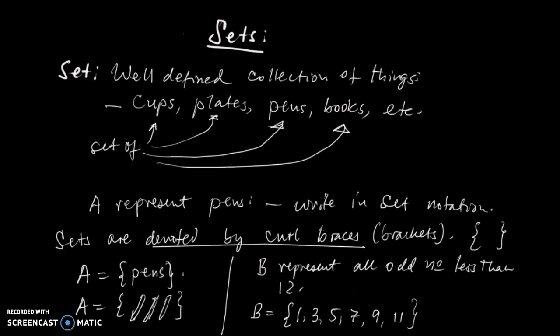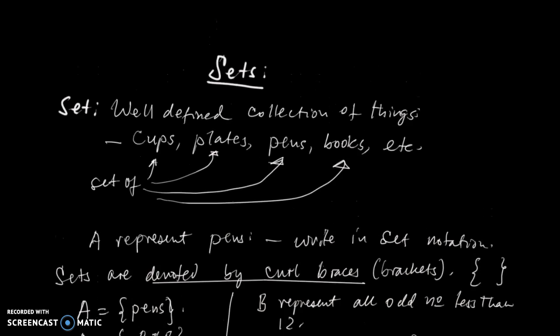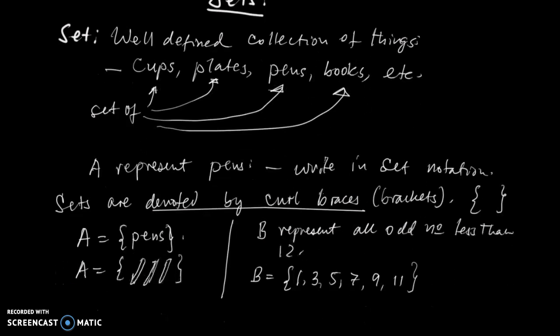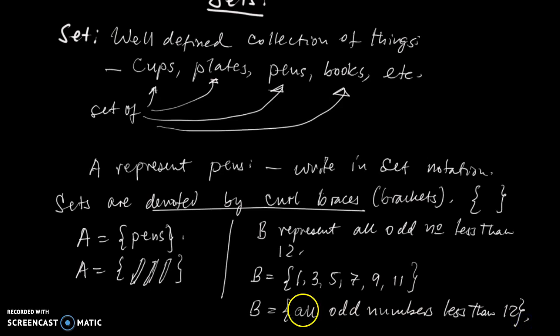We can as well represent this in terms of words. We can do that in terms of words. You can write B equal to all odd numbers less than 12, this way. Mind you, we start with a curly bracket and we end with a curly bracket.